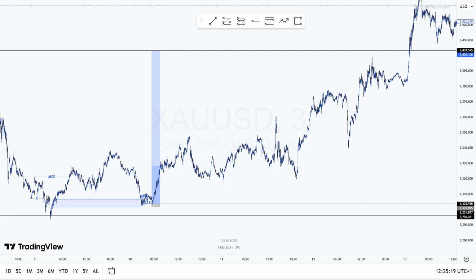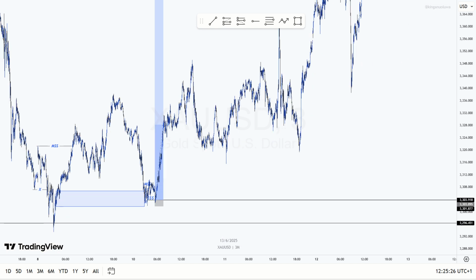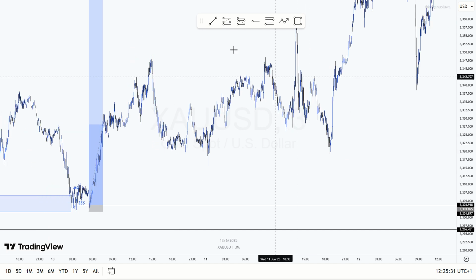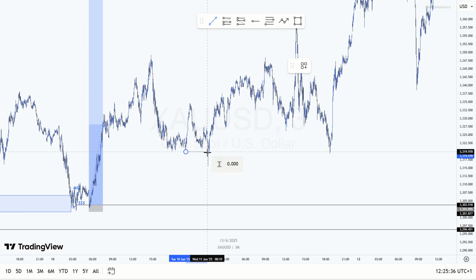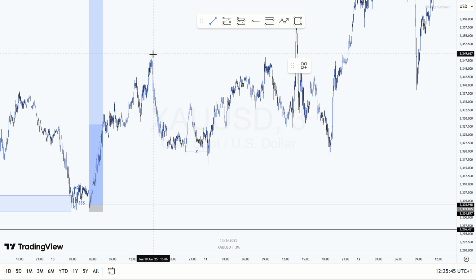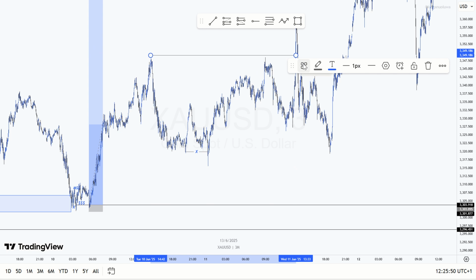Now, when I had this setup, I didn't look for other buy setups to that level. But if I was to take other setups, we have something like this. We have something here. We have a sweep of this low, a sweep of that low. We have a break of structure right there.